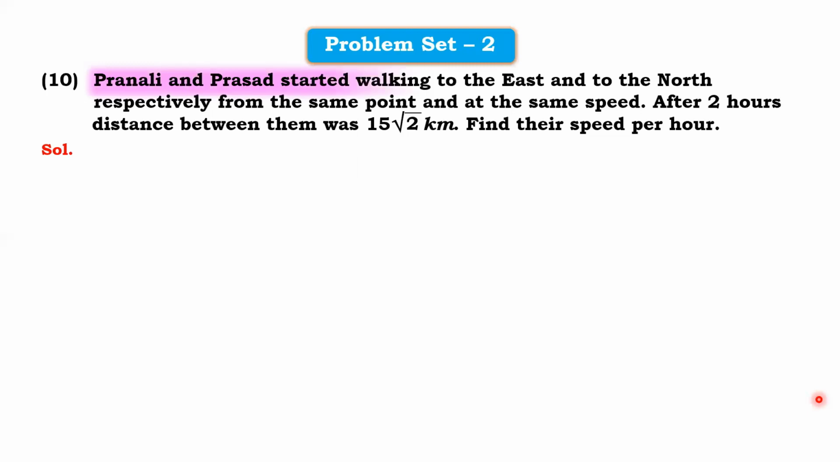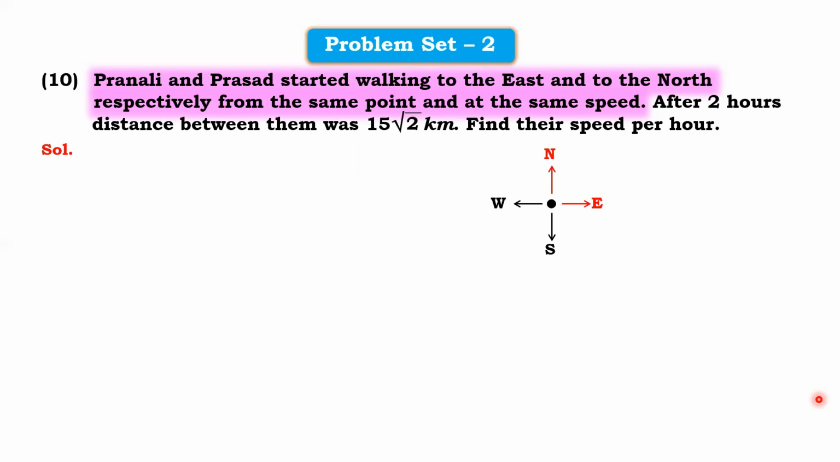So let us say, since the first 2 lines deal with direction east and north, understand the direction. This is the first original point. This direction is north, so downward direction is south. Now if you hold the map of India in front of you, you know what is north, what is south, where is east and where is west, right? This direction is east and the opposite direction is west. So here in this sum, Pranali and Prasad are walking to the east and the north. So here we are interested only in 2 directions, that is north and east. So our figure would be like a right angle.